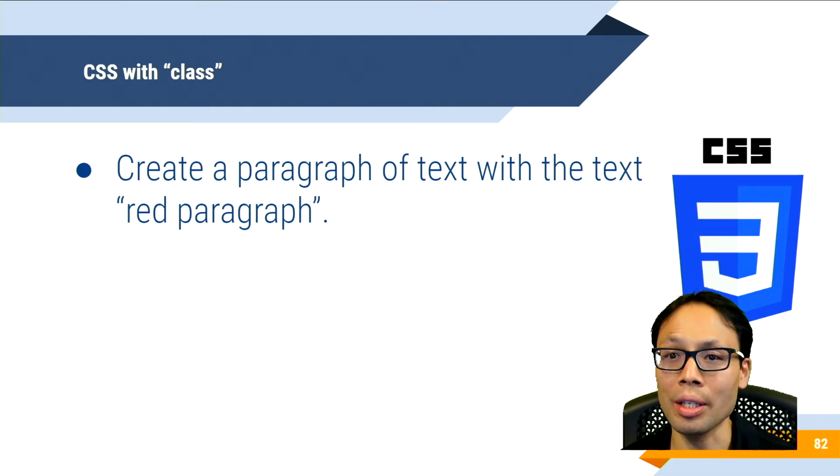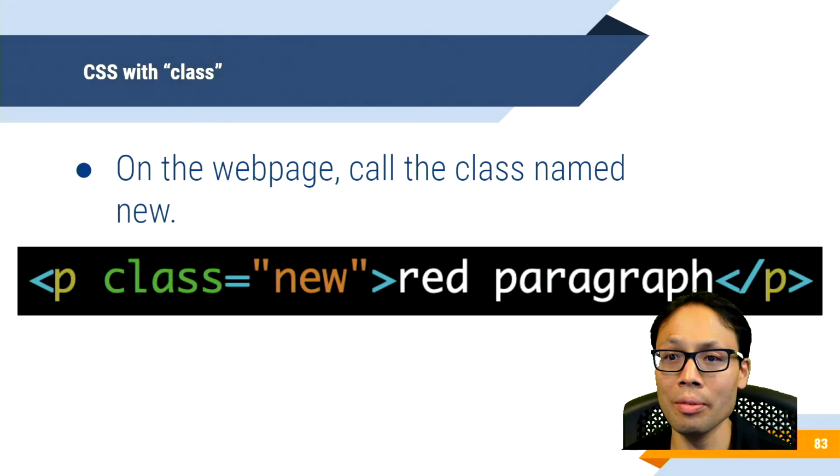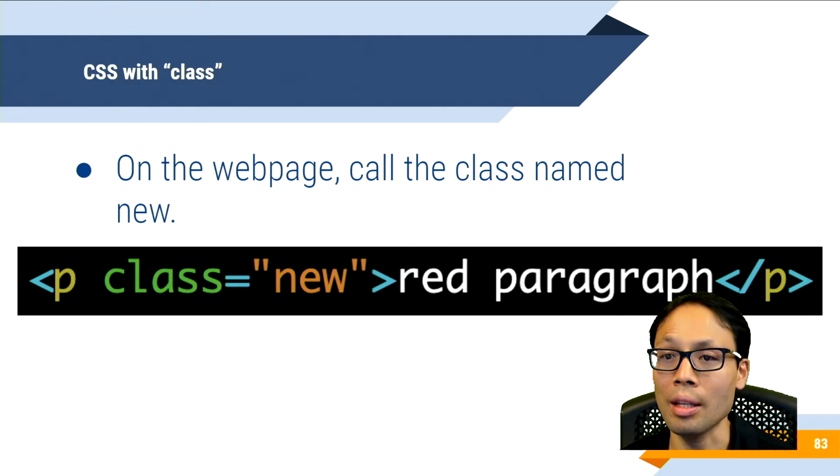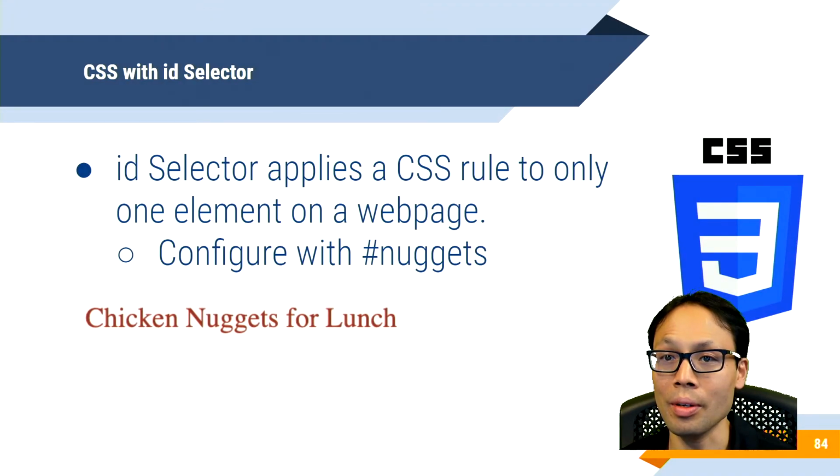And you wanted to create a paragraph of text with the text red paragraph. You would specify the class name, which you called new, and then that paragraph, everything in that p tag would be red. All right, so I gave an example here.